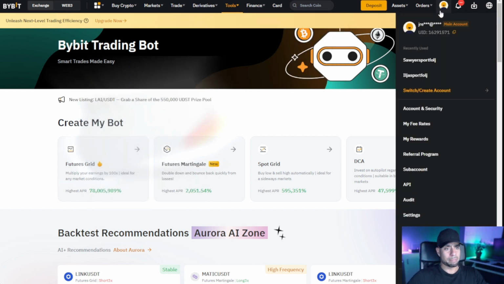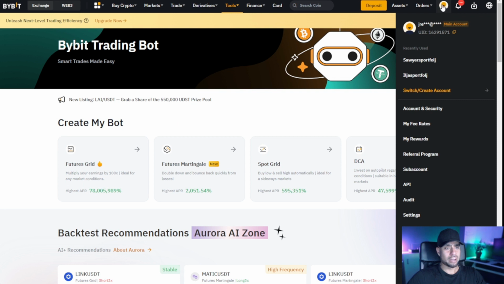Heading up to this button here, to this avatar or icon or whatever you want to call it, you have of course account settings, APY, and so on. You can also do demo trading. Let's say you want to try trading crypto, but you want to gain some confidence with it first. You head over to demo trading, and that's actually a cool feature that I really like with Bybit.